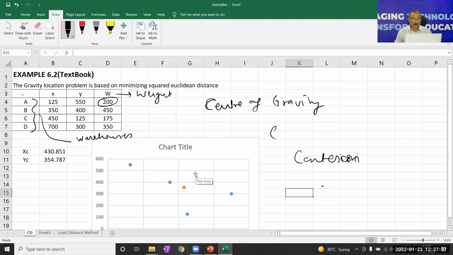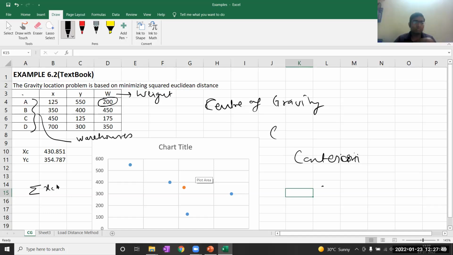So as per the model, it will be the summation of xi wi. If we look at the model, it will be xi into wi divided by the summation of the weights.